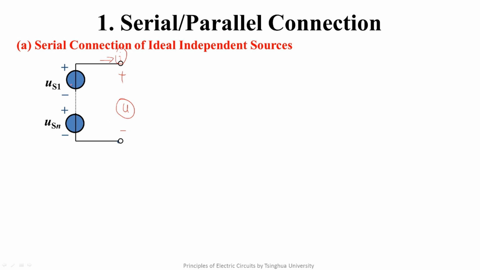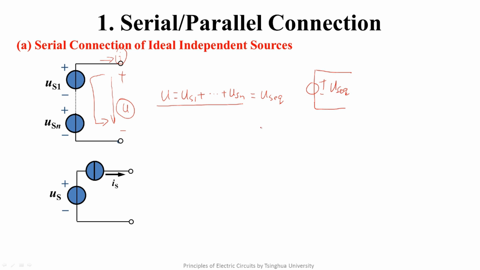For all the voltage sources, their currents are the same, but the current is determined by the external circuit. We can only write a KVL equation in this circuit, that is, the voltage drop from here to here is equal to the voltage drop from here to here. That is U equals US1 plus ... plus USN. This is all the UI features for the circuit. It can be written as U equals US1 plus ... plus USN equals USEQ. That is to say, it is equivalent to an independent voltage source.